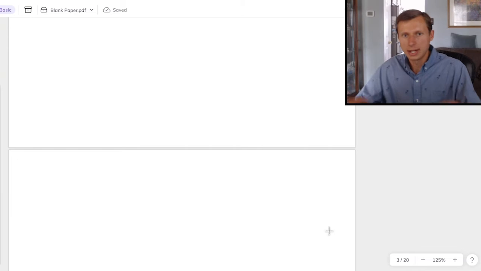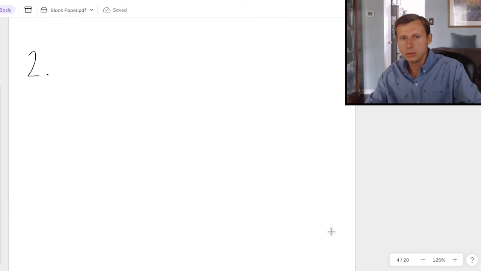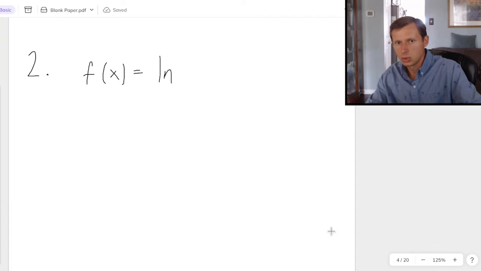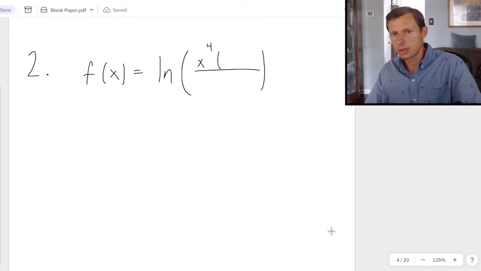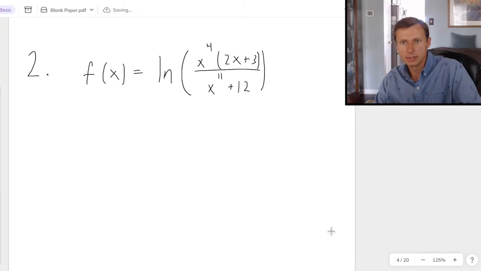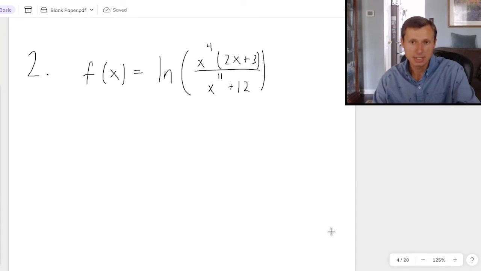Okay, we're just going to look at a couple more now. Number 2, I have f of x equals natural log of big fraction bar of x to the 4th times 2x plus 3. And in the denominator, I have x to the 11th plus 12. So let's see if you can take this derivative on your own this time. I have a feeling you might have trouble with the numerator, but that's okay. When you think you have it, unpause the video and I'll show you the solution.